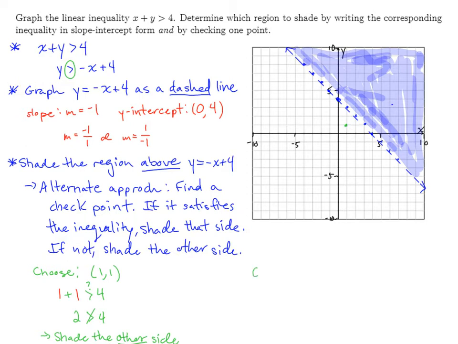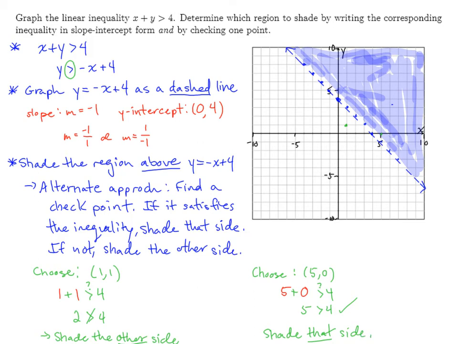Let's do one more just to see. If we chose as our checkpoint, let's pick 5, 0. That's on the other side. So I'll mark that off. And so I'm going to replace x with 5 and y with 0. So I'll have 5 plus 0. And I'm checking, is that greater than 4? And indeed, 5 is greater than 4. So I shade that side. I would shade the side containing the point 5, 0.